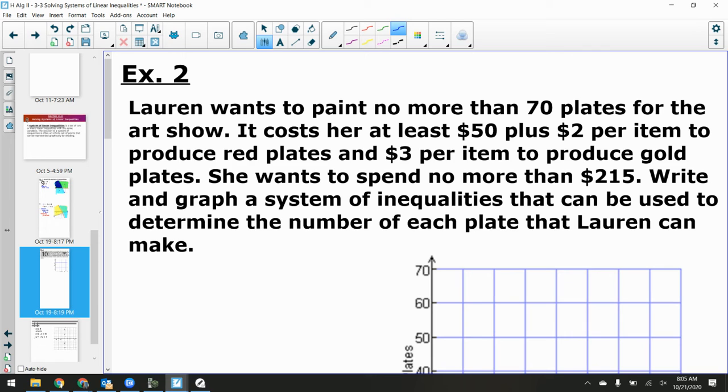Okay, well, what are my two variables here? Red plates and gold plates, right? Okay, so let's define our variables. Let's say X is red plates, and Y is gold plates. Always good to define your variables. Set it up for the reader, saying, okay, I'm introducing X as my variable for the red plates. I'm introducing Y as my variable for the gold plates.